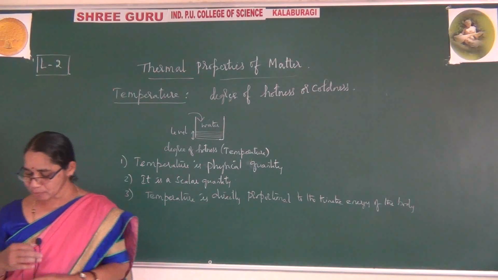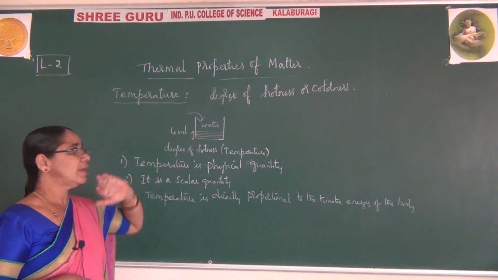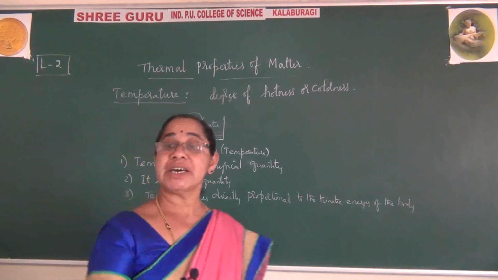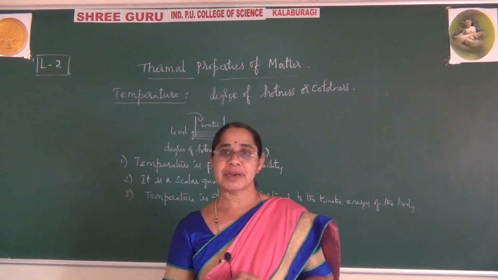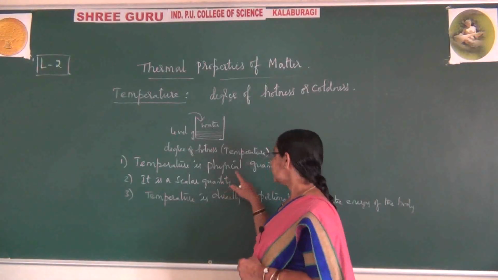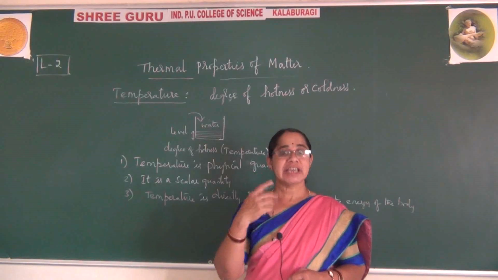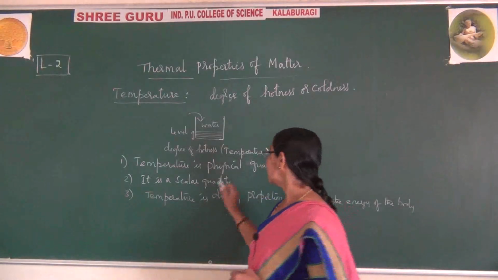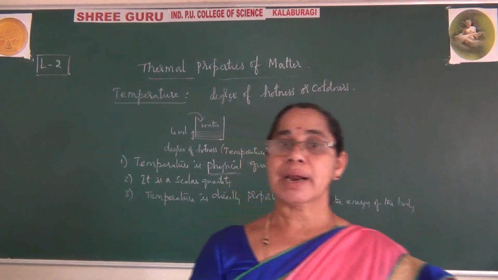Now one more point. In the last class we learned heat, and today we are learning temperature. To measure the temperature of a body, we have an instrument called a thermometer. Because of this, temperature is a physical quantity: it can be measured and expressed so that it can be understood by others.